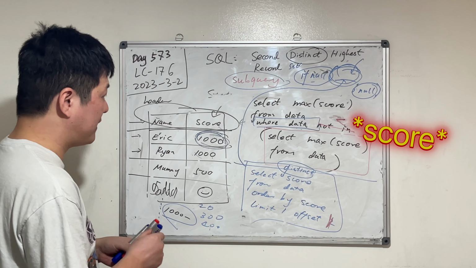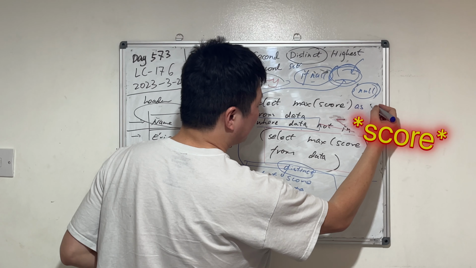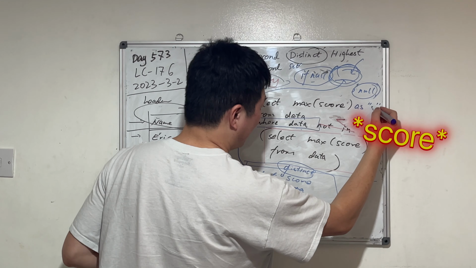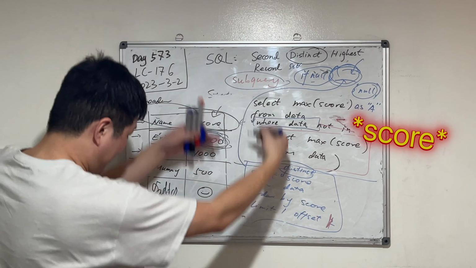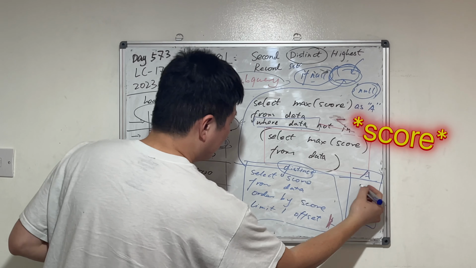Another thing I want to mention is that with select max, we can add an alias as a new title for the column, as A. So it will return a table where instead of max score, you would have the column A, 1,000.